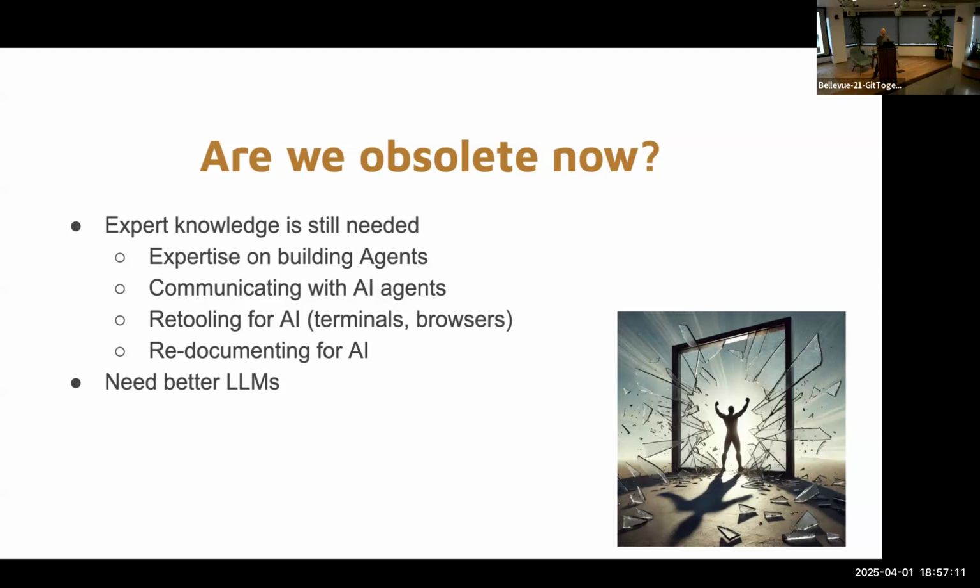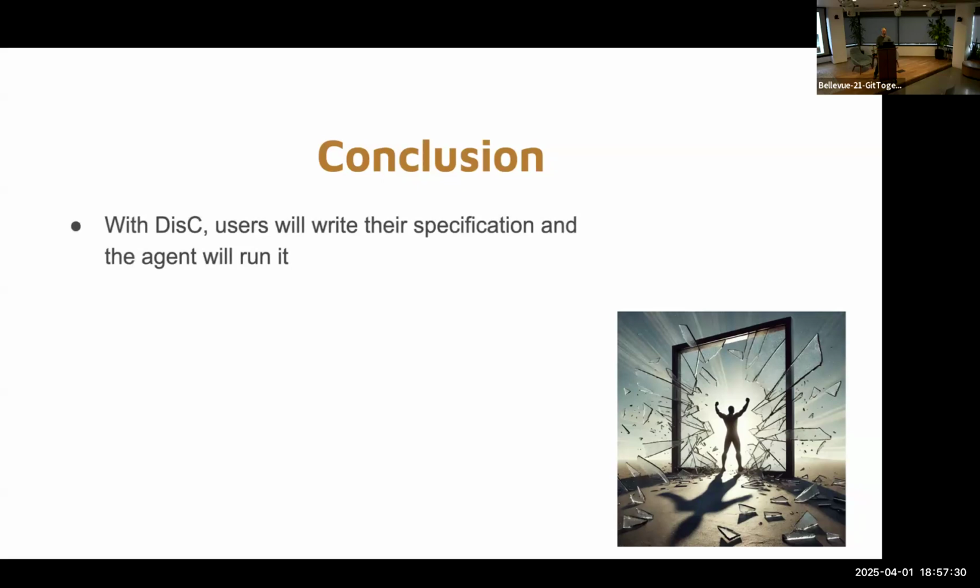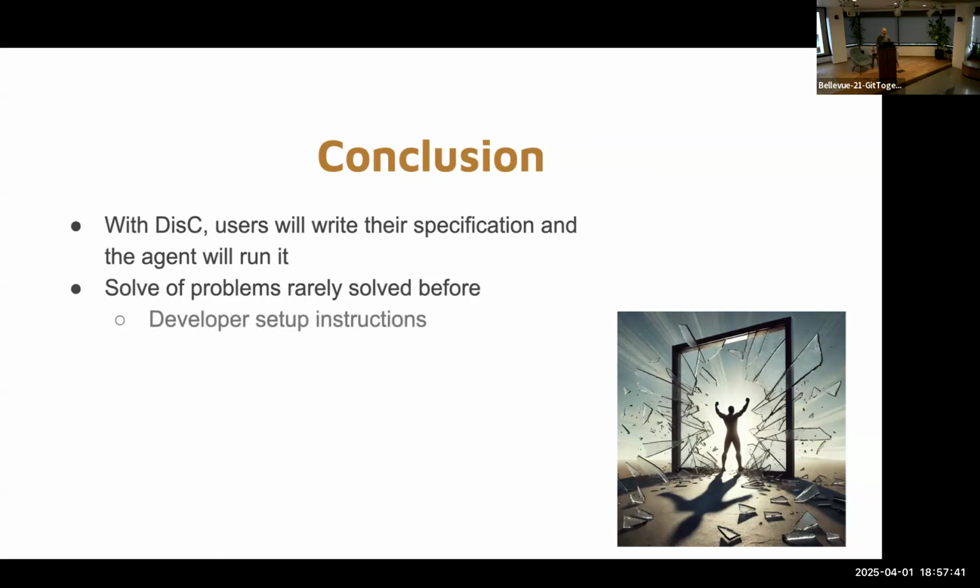So also we need better LLMs. Most LLMs are not great when it comes to instructions. Even the instruct models that have the name instruct in them will not follow instructions sometimes, even when they're the first thing in the instructions. All right, so just to conclude, with this, users will write a specification and the agent just runs it. We will solve problems rarely solved before.